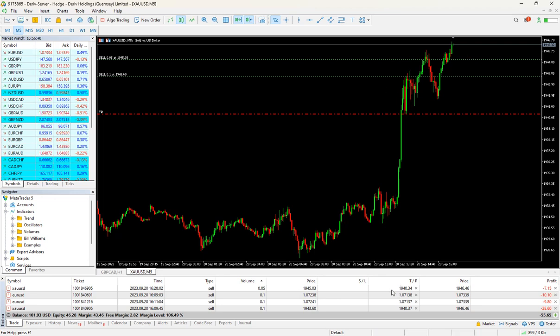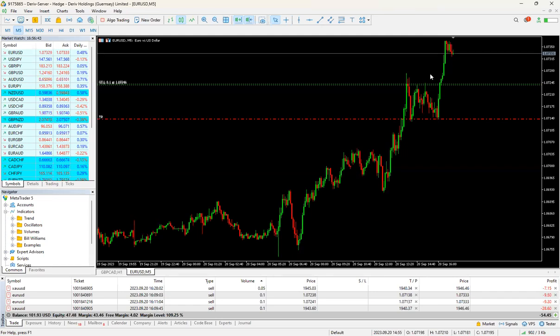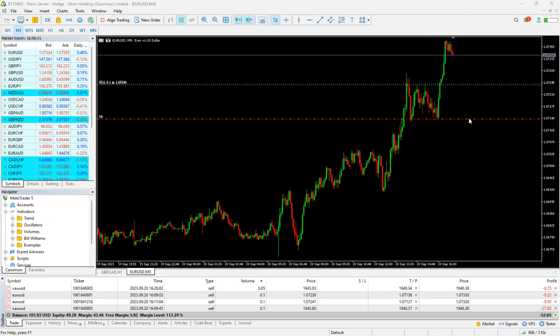Already I've entered a sell for gold and I've also entered a sell for Euro USD. You can see this is the 5-minute time frame. If you're watching, you can just open your account. If it's gold you want to take, please give it a lot size of 0.01 because the news is coming. If it's Euro, you can also give it 0.01 if your account is less than $50.